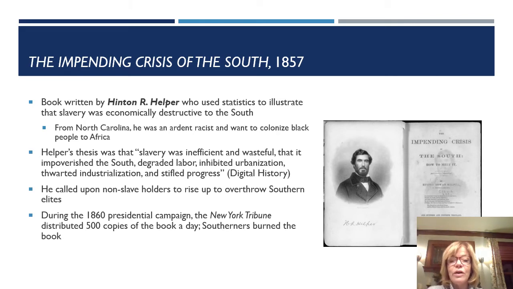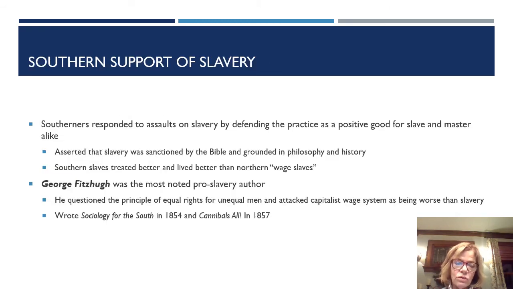The thing is, he's an ardent racist, and he believed that Black people should be freed, but then colonized somewhere else. I'm not exactly sure where he thought, maybe Africa. I think I put that down. I'm not sure. During the presidential election of 1860, the New York Tribune was distributing his book, like 500 copies a day. It was very popular in the North, but in the South, they were burning it. They hated this book.